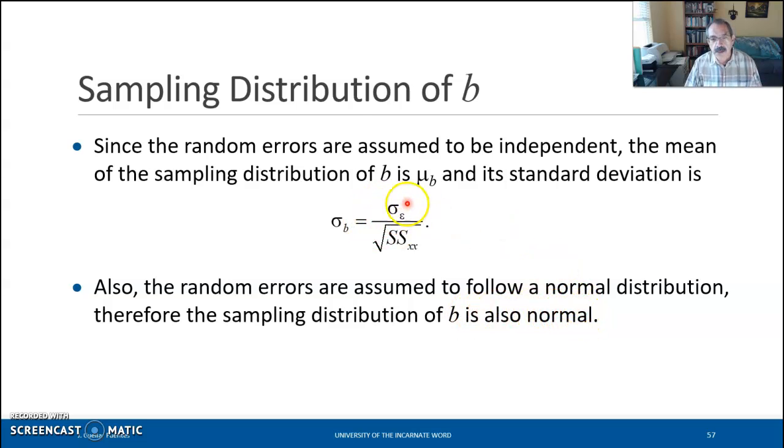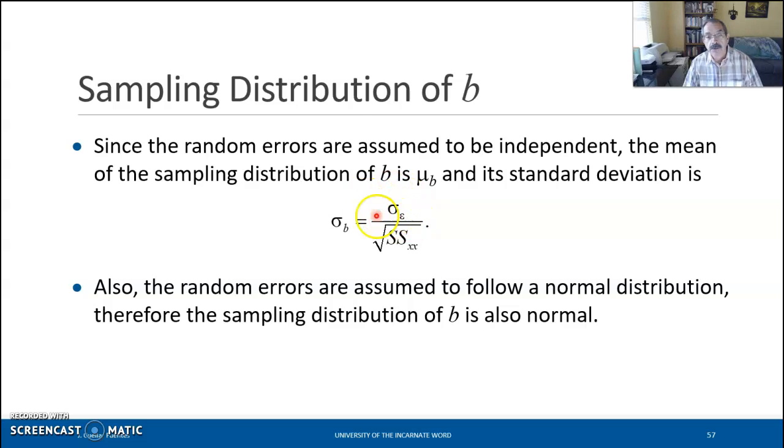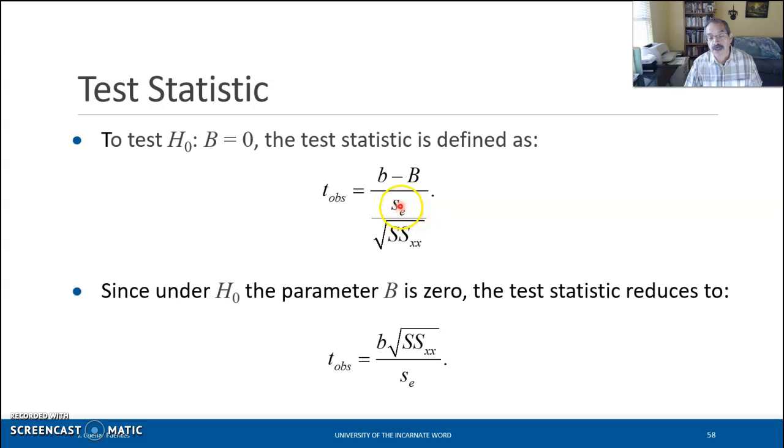And notice that here we're assuming that we know the variance of the random errors, which we do not. So if we replace that by the standard deviation of the residuals, then you know that we're going to be using the t distribution, because a population standard deviation is replaced with the sample standard deviation.